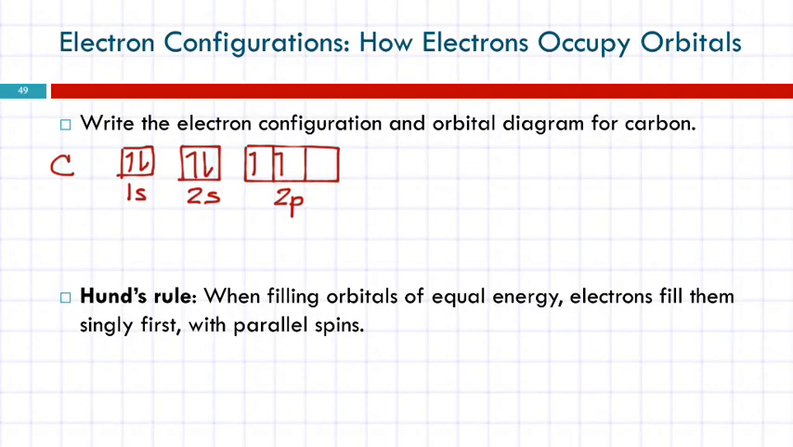Now the electron configuration for that, in the 1s, there are 2 electrons. In the 2s, how many electrons? 2. And in 2p, how many electrons? 2.